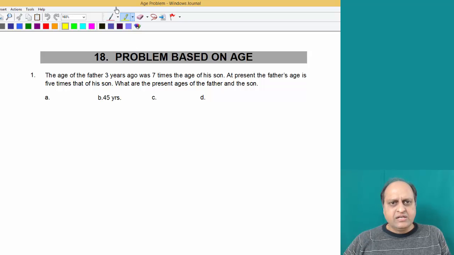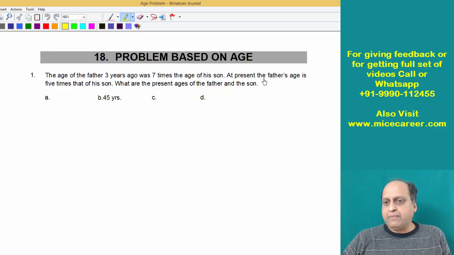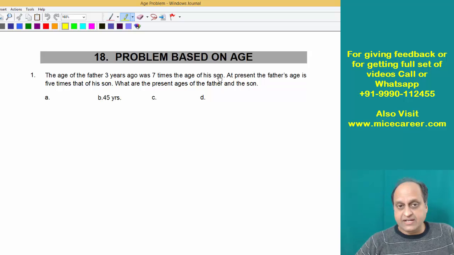The age of the father 3 years ago was 7 times the age of his son. At present, the father's age is 5 times that of his son. What are the present ages of father and son?